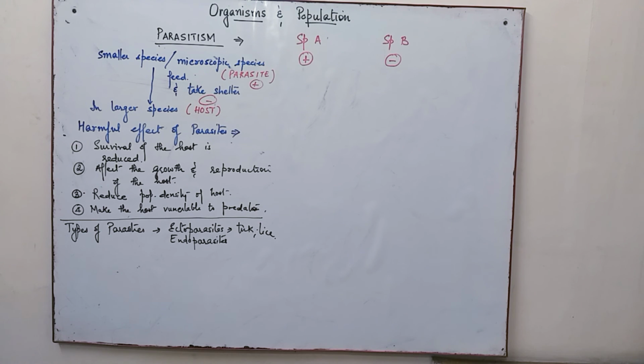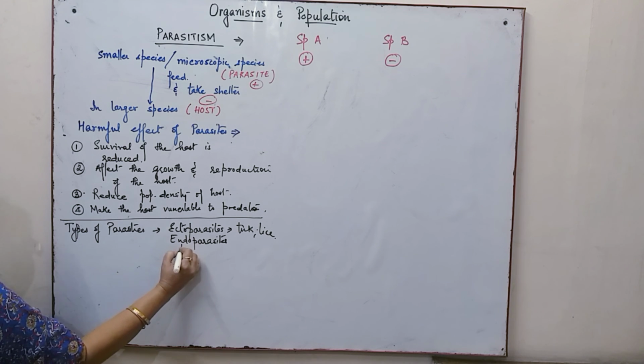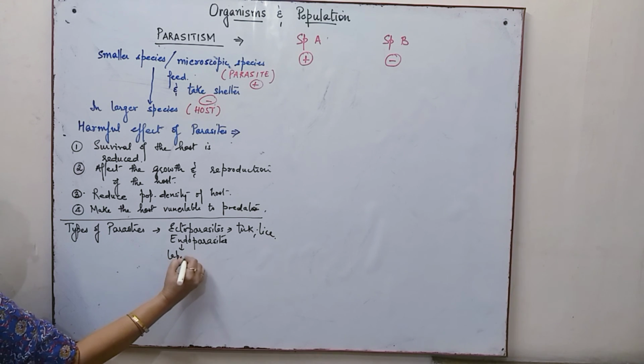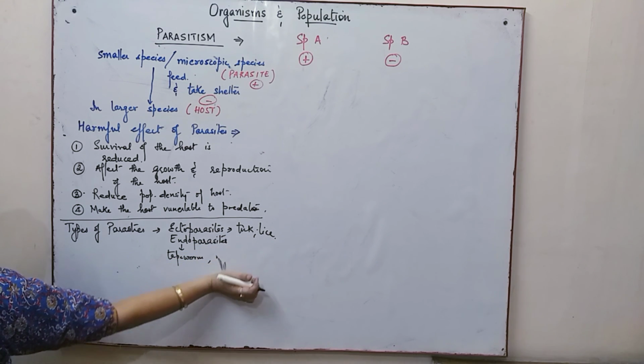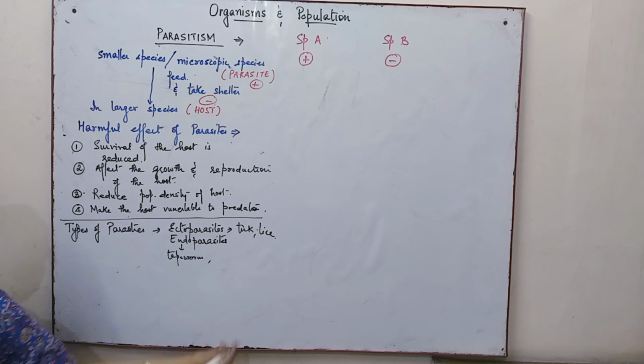Whereas endoparasites obtain their food and take their shelter inside the body of the host. Examples are tapeworm, hookworm. There are many tapeworms, and the liver fluke is an example, or we find the roundworm and the hookworm. All these are examples of endoparasites.